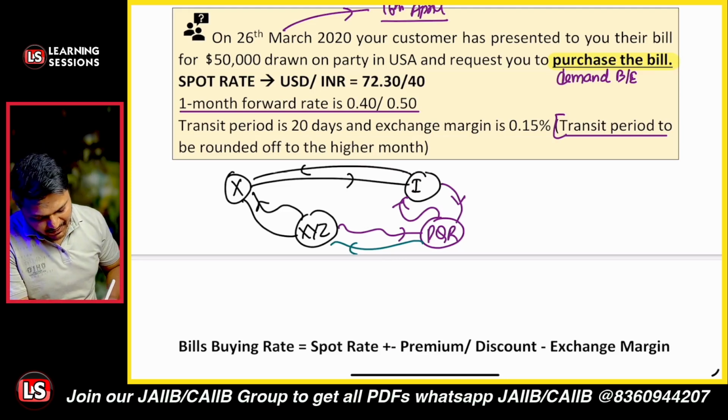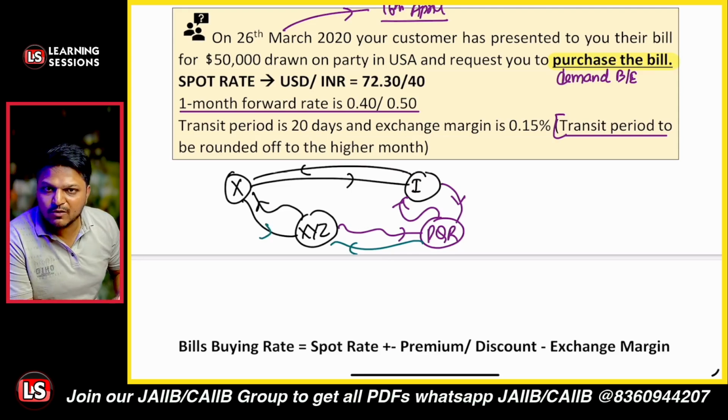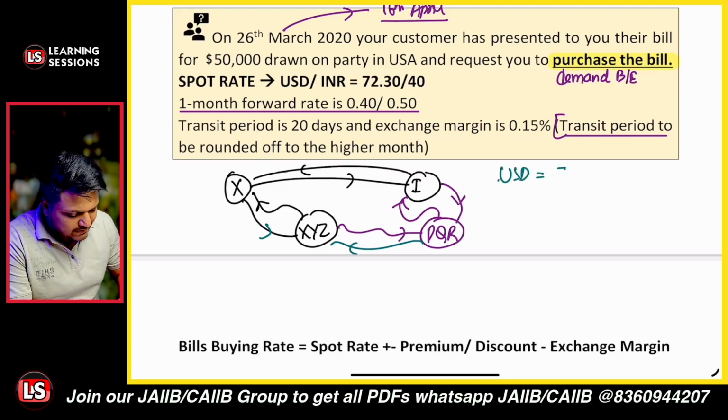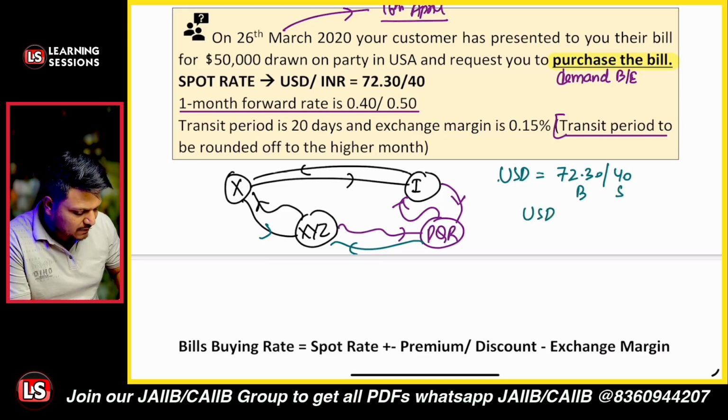But we have to deal with this part particularly right now. When the bill was given, person X wants to sell the foreign currency. I told you, in case of export bills, the buying cost will be applicable. Person X will be able to sell the foreign currency at a price at which the bank is ready to buy, so the buying cost will be applicable. The USD to INR price is given to be 72.30/40. This is the buying rate, this is the selling rate. The applicable cost is the buying rate, so it is 72.30.